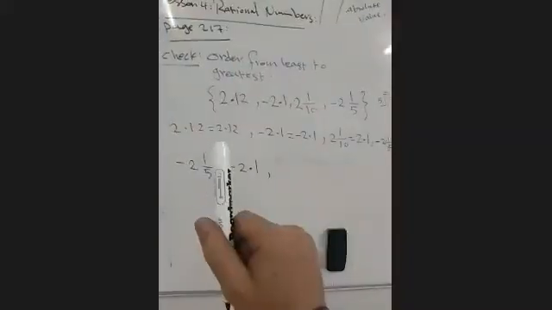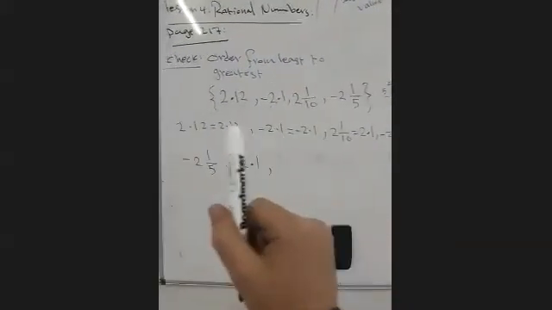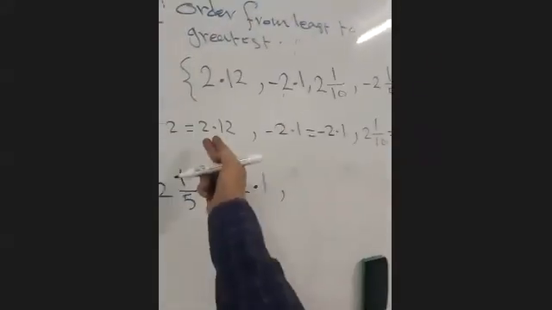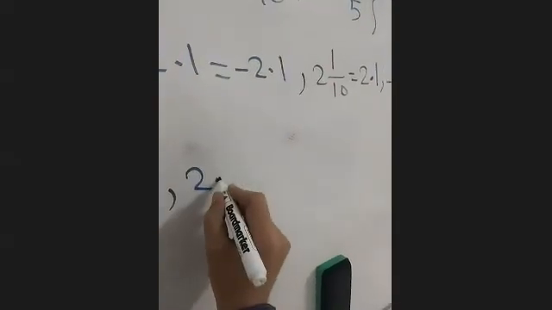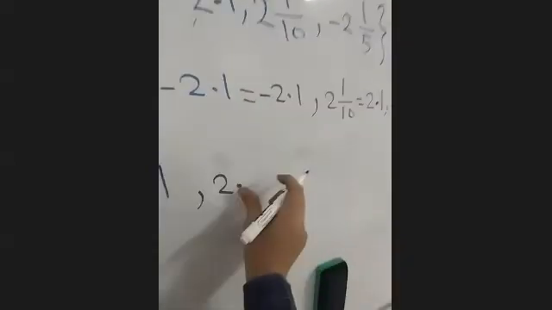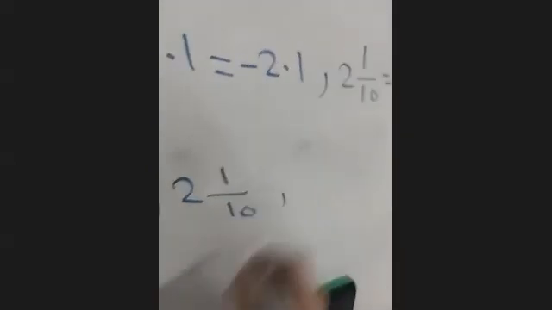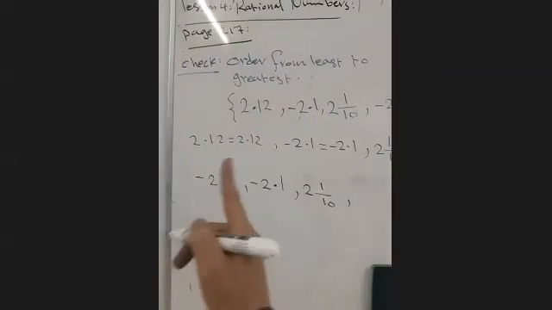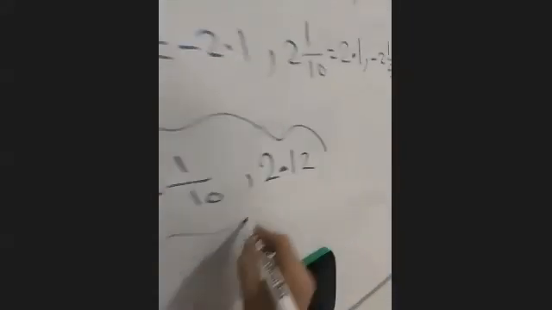Next, we finished with the negatives. We have 2.12 and 2.1. Which one is next here? 2.1 is less than 2.12. But 2.1 is 2 and 1 over 10, so we'll use the numbers in the group. It is 2 and 1 over 10. Then the greatest number will be 2.12. This is the correct order, guys.